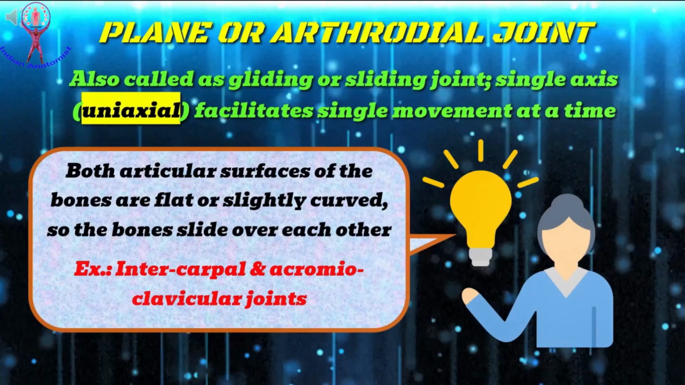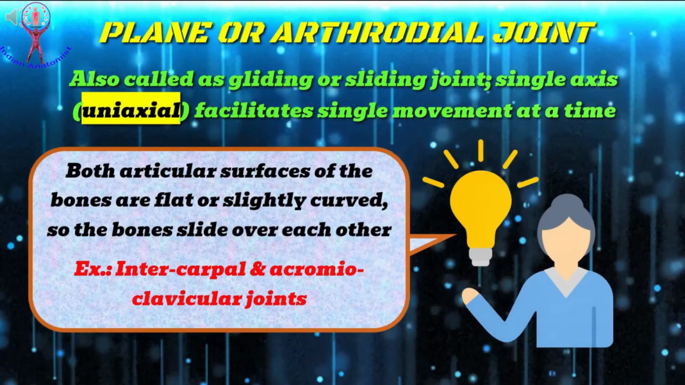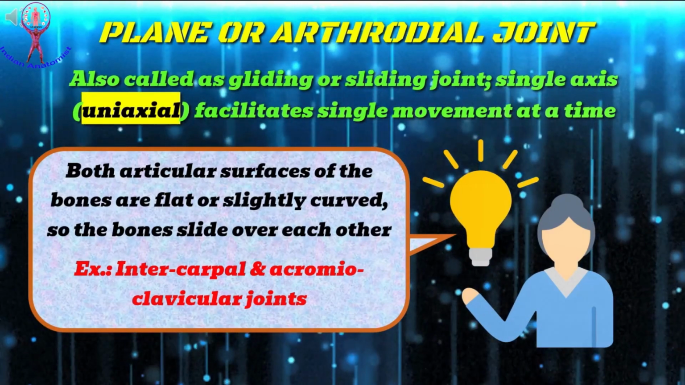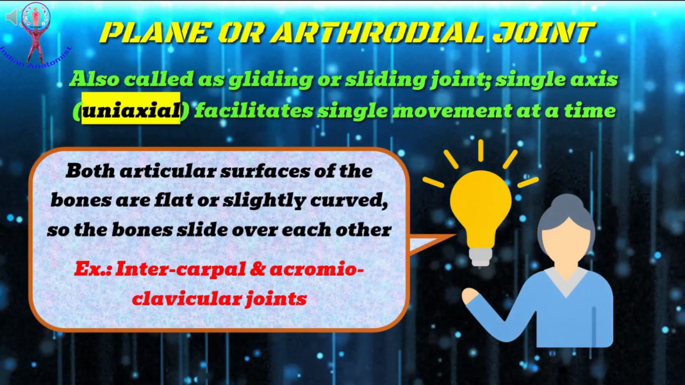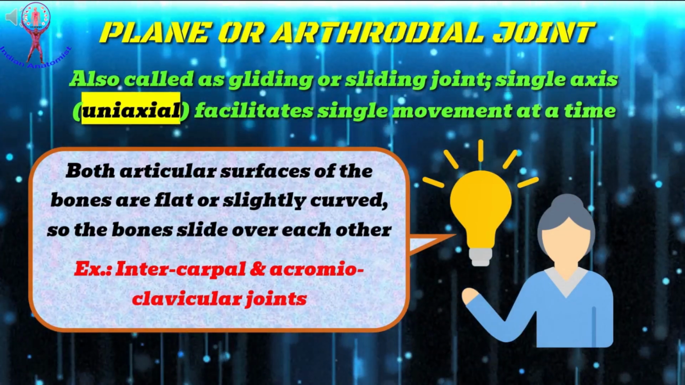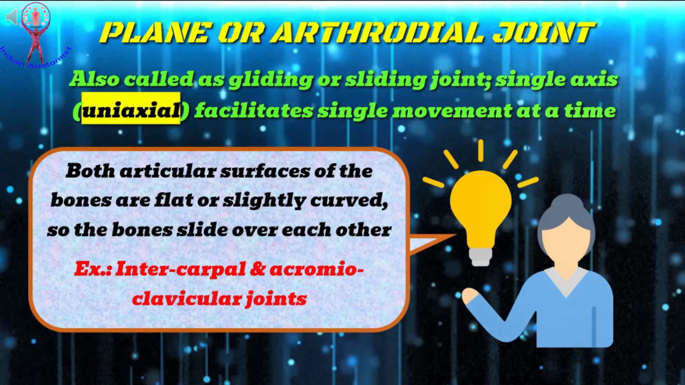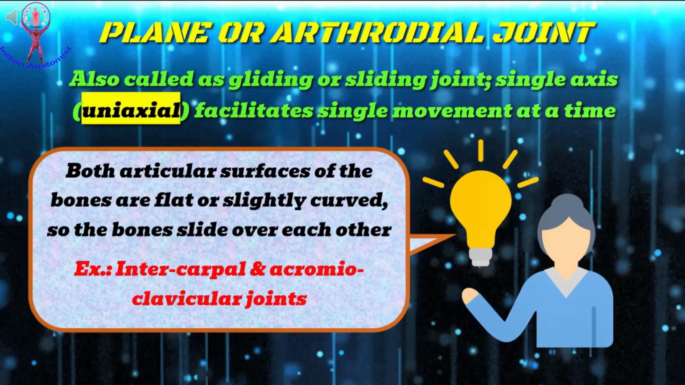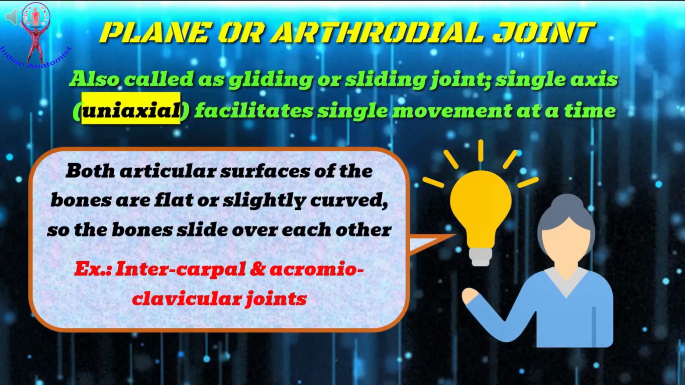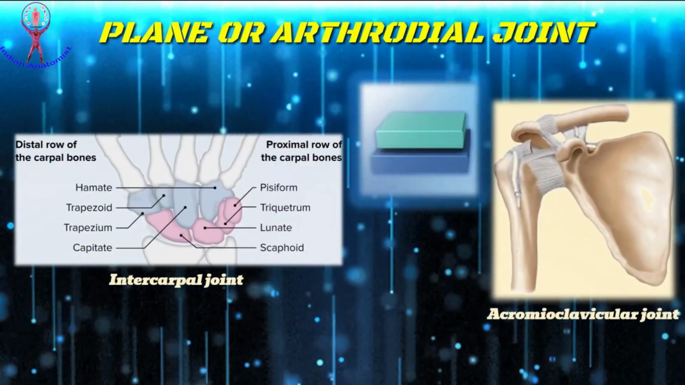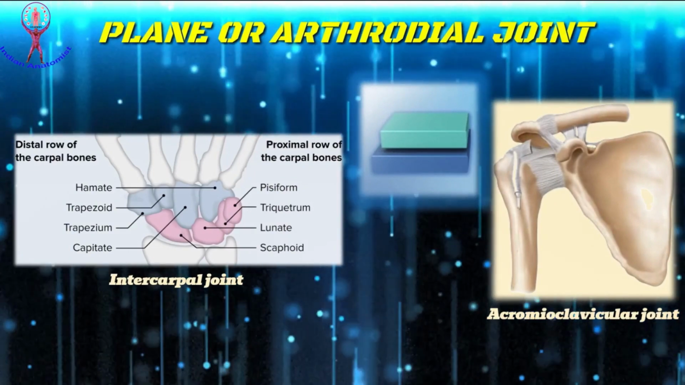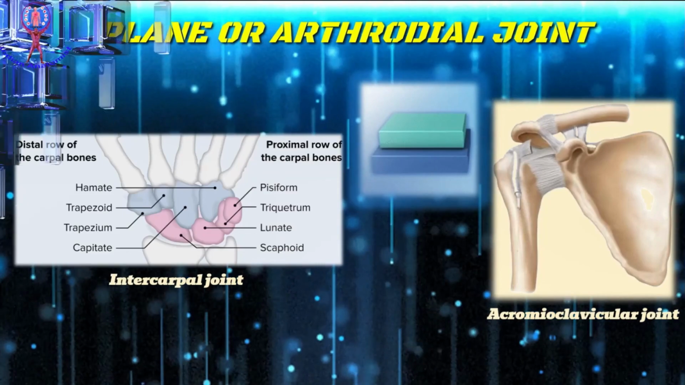What is a plane or arthroidal joint? Also called a gliding or sliding joint, movement occurs in a single axis, or uniaxial, and facilitates a single movement at a time. Both articular surfaces of the bones are flat or slightly curved, so the bones slide over each other. The examples are intercarpal joints and acromioclavicular joints. The following are some pictorial examples of the plane, or sliding, or gliding, or arthroidal joints.